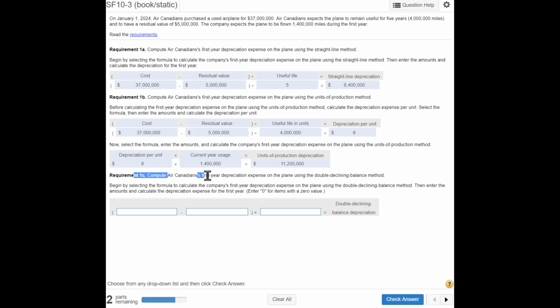Requirement 1C, compute Air Canadian's first year depreciation expense on the plane using the double declining balance method. Double declining balance means they're multiplying it by 2, which results in a lot of depreciation in the early years, but it quickly goes down. So a lot of depreciation in the early years and little depreciation in the later years. We need to plug in the formula in words. The formula is cost minus accumulated depreciation, something a lot of students forget, times 2, remember it's double declining balance, times 1 divided by useful life.